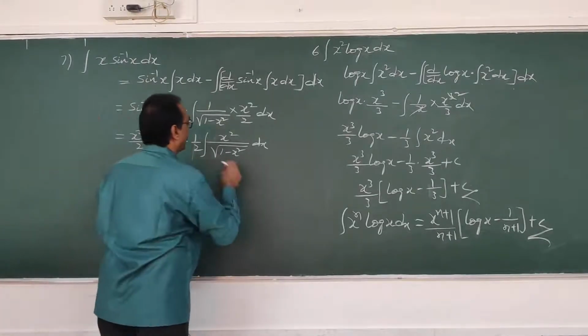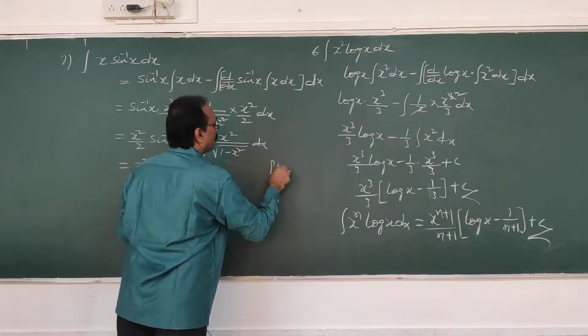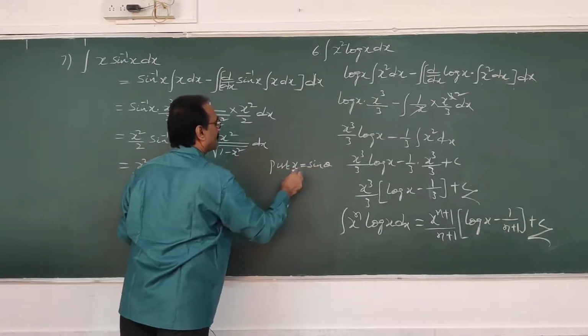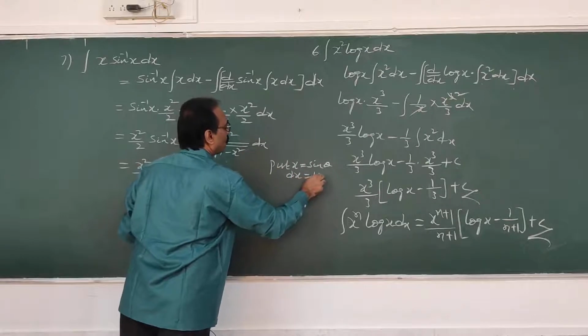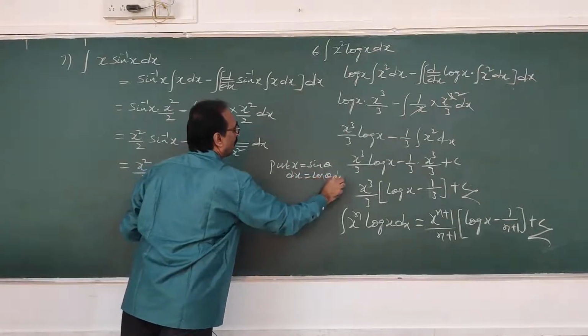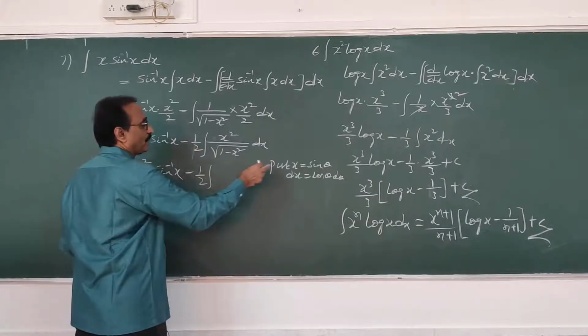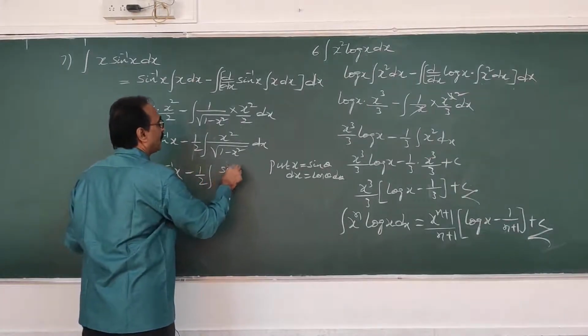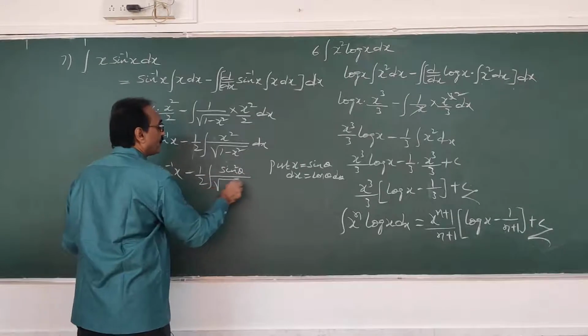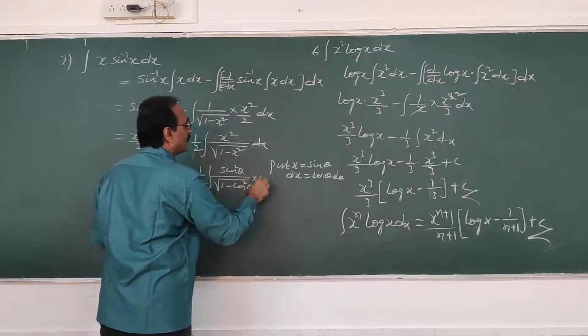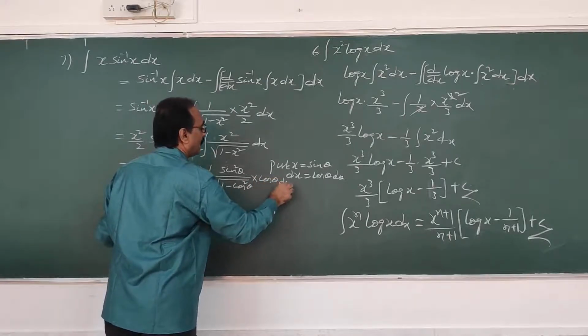Now which method am I going to tell to do this? Put x is equal to sine theta, the substitution method. Put x is equal to sine theta means dx is equal to cos theta d theta. So therefore minus 1 by 2, x square means sine square theta by root of 1 minus cos square theta, into derivative of sine theta, cos theta d theta.